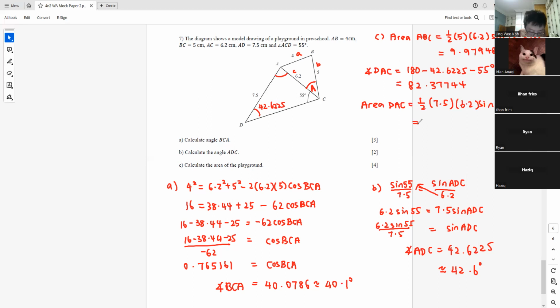0.5 times 7.5 times 6.2 times sine 82.37744. I get 23.044. Right. So the total area will be 23.0445 plus 9.9799487. That will give me 33.024. Round off, 33.0 m squared.